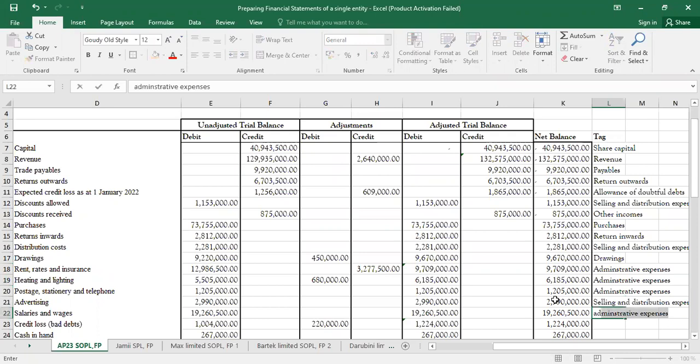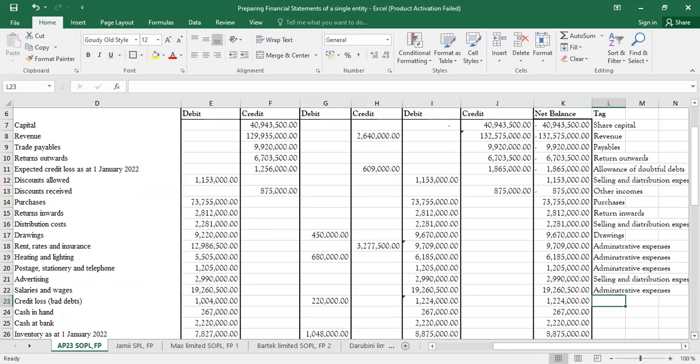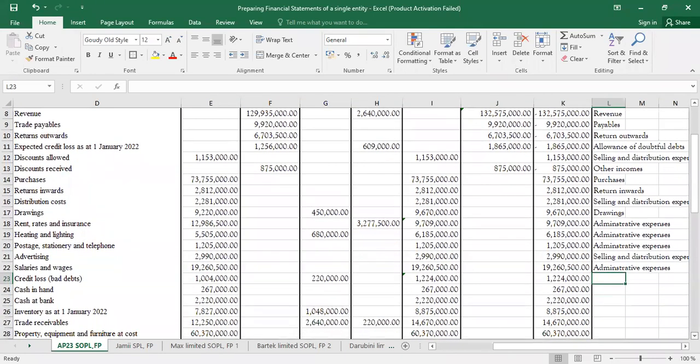Salary and wages, you can just call it administrative, but sometimes it falls under selling and distribution because maybe your workers are distributing some goods, isn't it? Then we have the credit loss. I just call it bad debt so that you understand faster. It's an expense, isn't it? Then cash in hand. You can call it cash and cash equivalent. Isn't it the same as bank? It will be cash and cash equivalent.